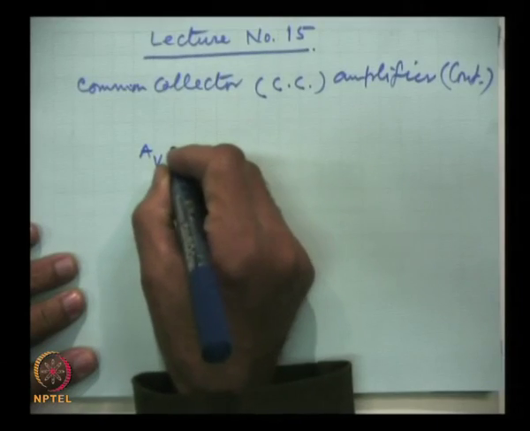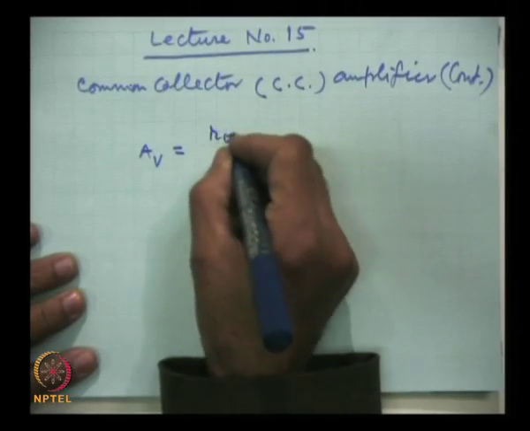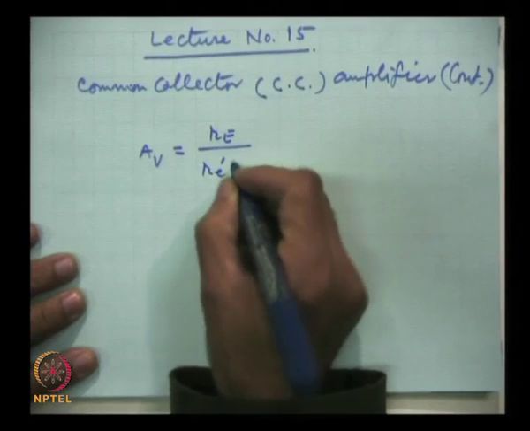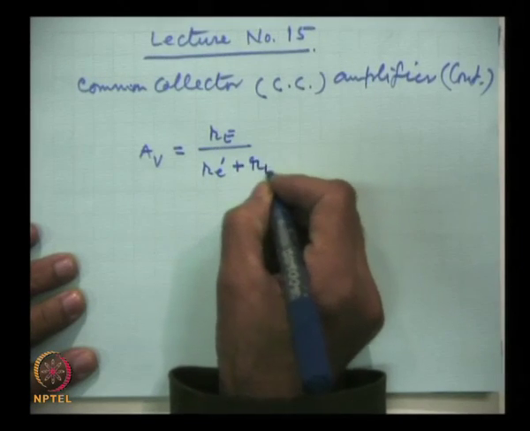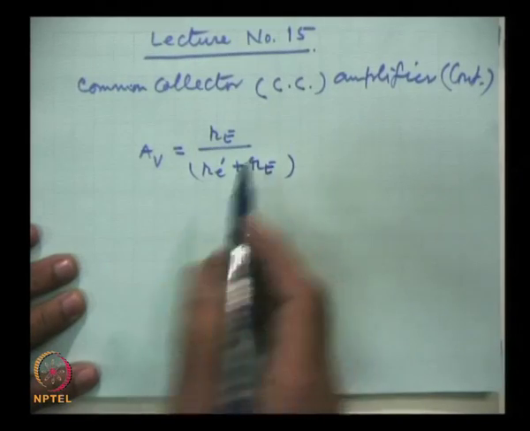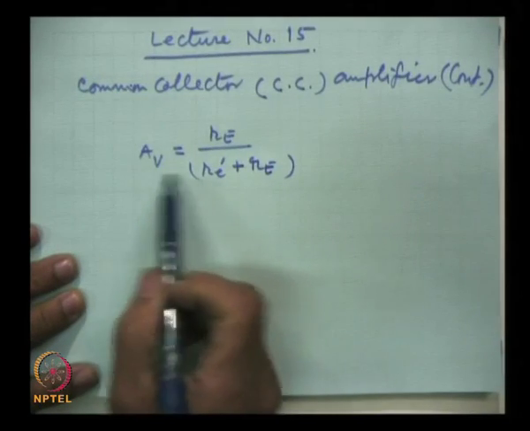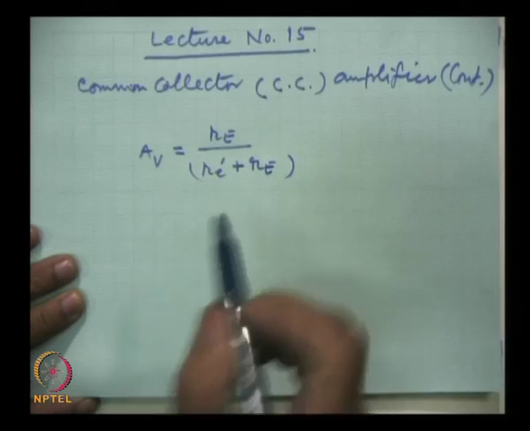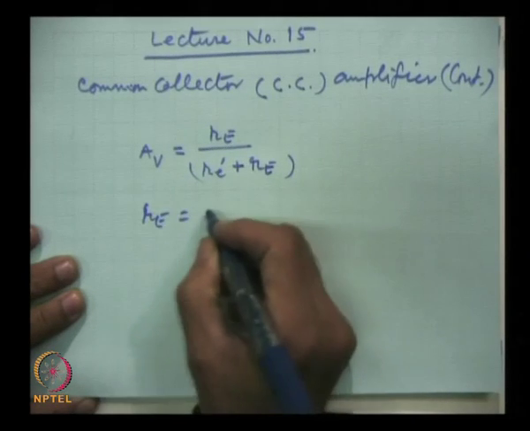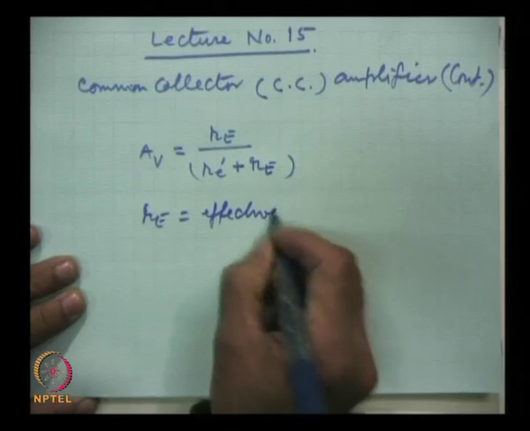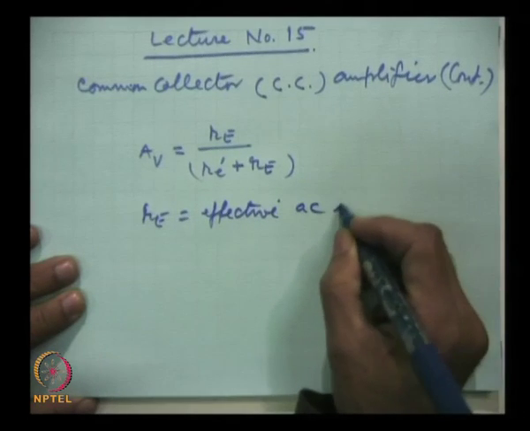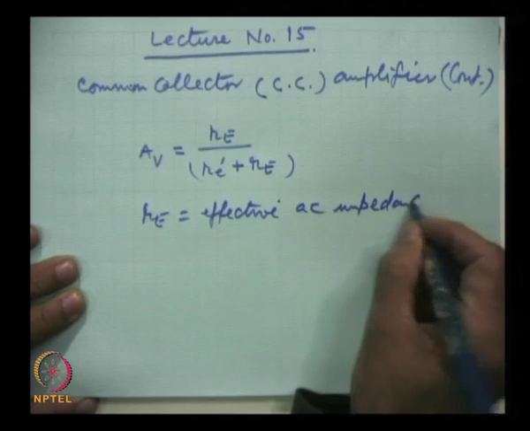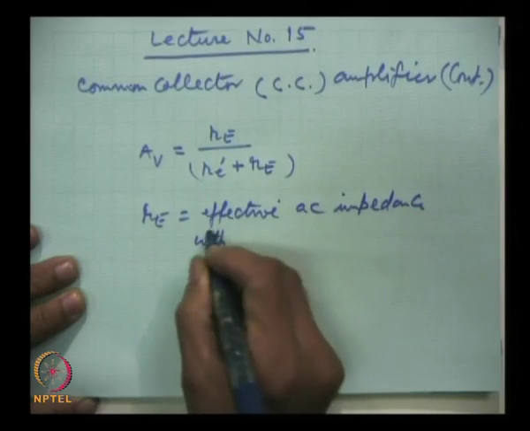at the expression for the voltage gain of this emitter follower as A_V = R_E / (r_e' + R_E), and where, let me recollect, R_E is the effective AC impedance or resistance with the emitter.